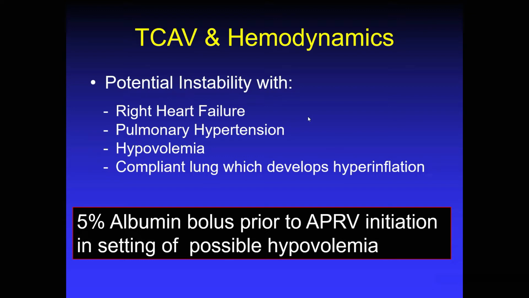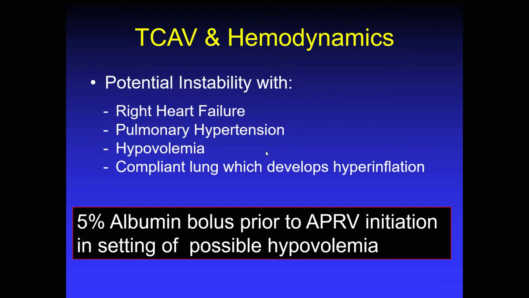Additionally, while APRV typically enhances left heart function, it does increase the preload that the right heart pumps against. So it can worsen right heart failure. And APRV is not a good vent mode for patients with pulmonary hypertension or other causes of right heart failure. And that can lead to hemodynamic consequences if it's unrecognized prior to switching the patient over to APRV.